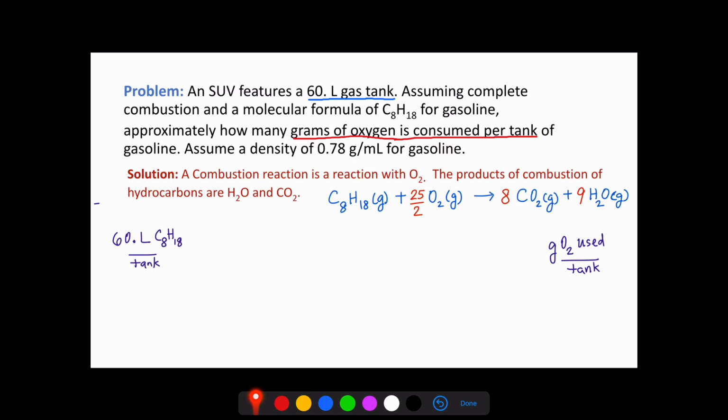So the coefficient here is 1. When you double it, you get 2. So the coefficient here becomes 25. The coefficient here becomes 16. And there it becomes 18. Okay, now we have a balanced equation.